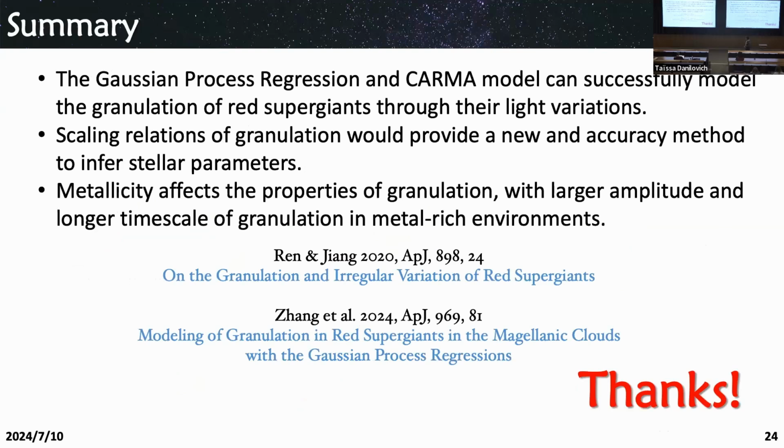We use Gaussian process regression and celerite to model the granulation of red supergiant stars, and we found a scaling relation, and also that the granulation can be affected by metallicity. Here I show two papers related to this talk, and please cite. I will stop here. Thank you very much, and your questions are welcome.